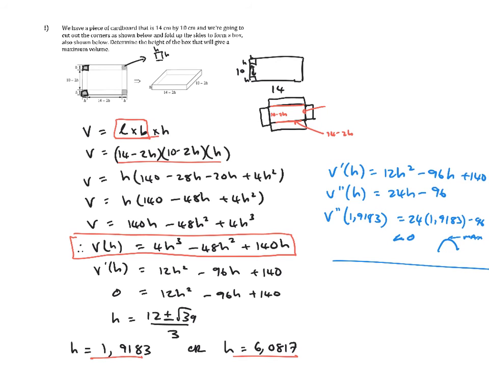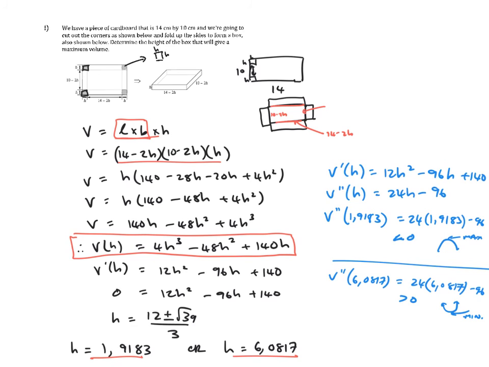And in the same sense, if you substitute 6.8017 into the second derivative, it was 24 times 6.0817 minus 96. 24 times 6, so for example, if you just take 6, it's about 144 minus 96. There you're going to get an answer that's definitely positive. So if the second derivative at the point is positive, that means it's a smiley face there, concave up, and you're finding a minimum turning point.